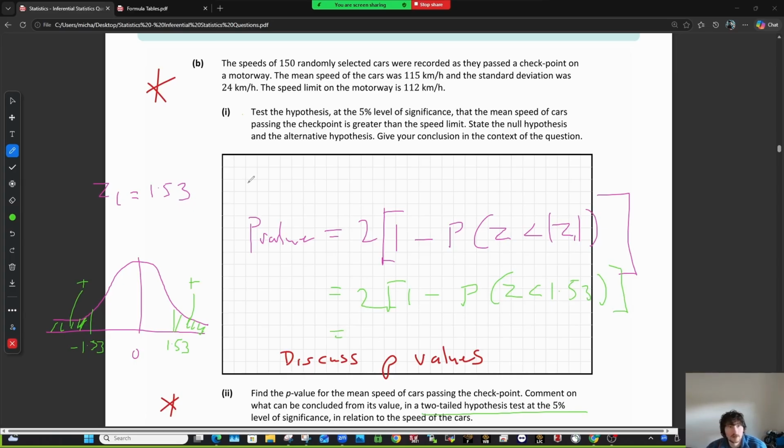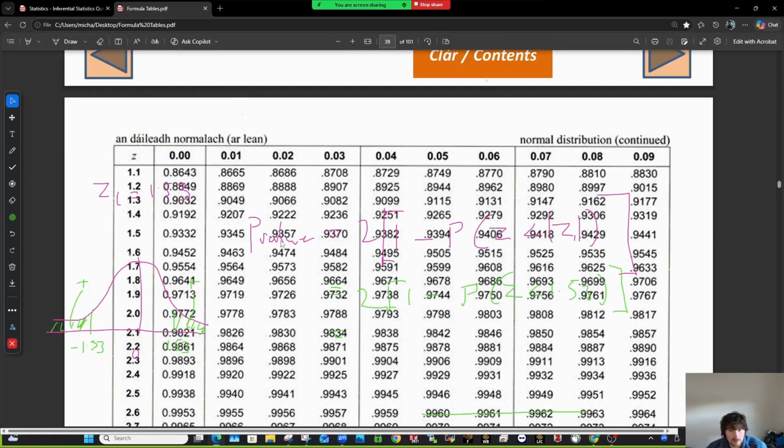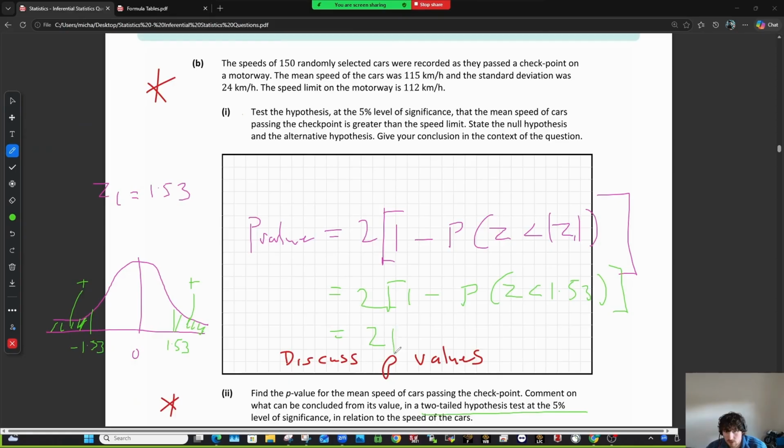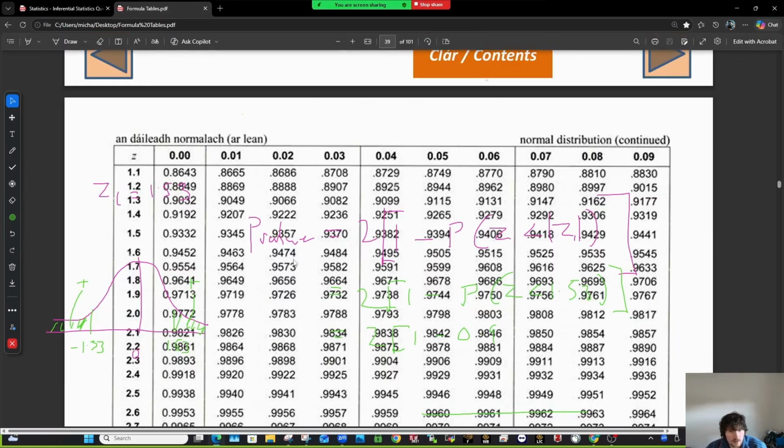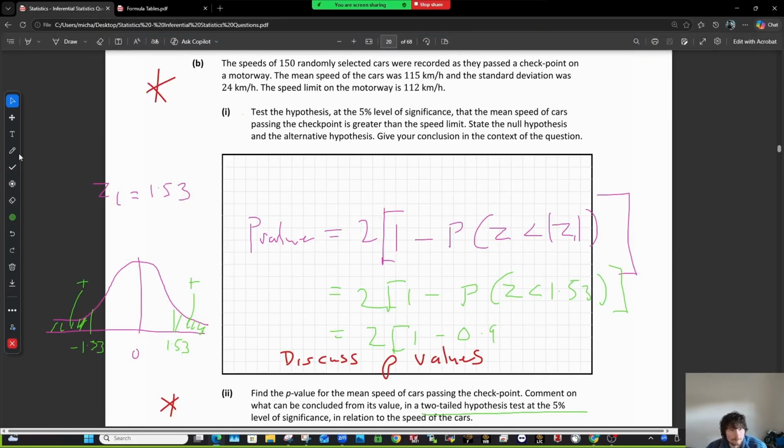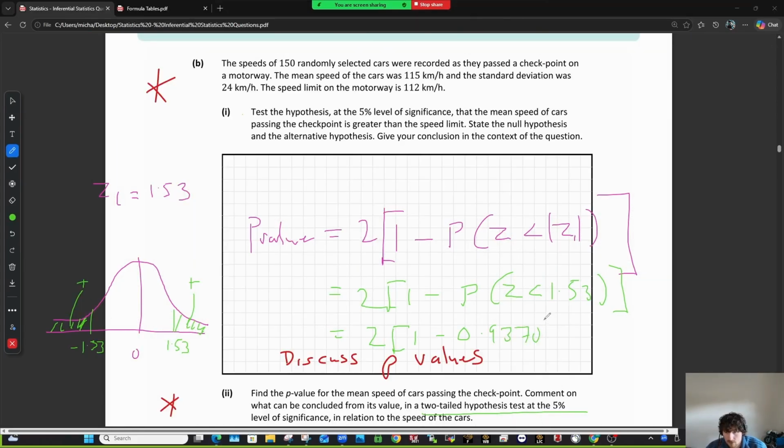And then this is equal to, I can read this from the tables book, what's below 1.53? It's this number here, 0.9370. So this will be your workings: 2 times 1 minus 0.9370. So definitely a bit of a complicated question, this one. This is going to be an area, because that's what a p-value is, it's an area. So as an area, this was 0.126.